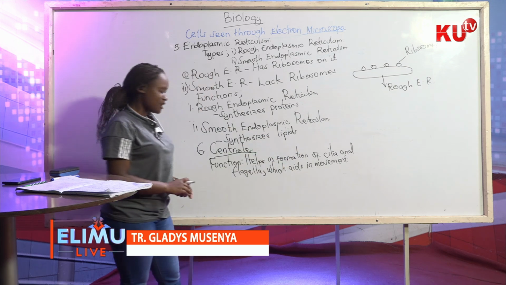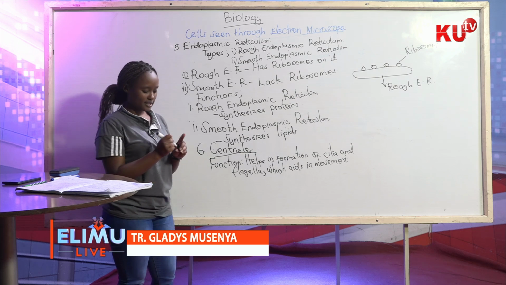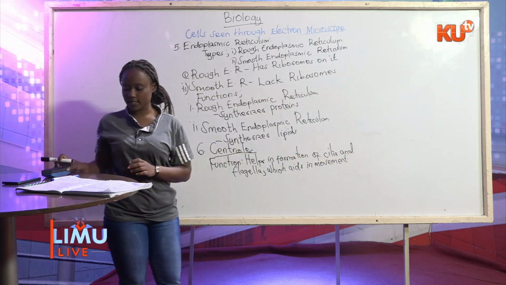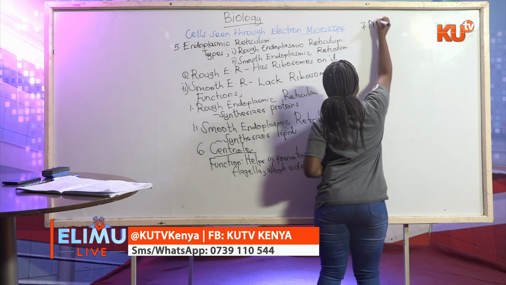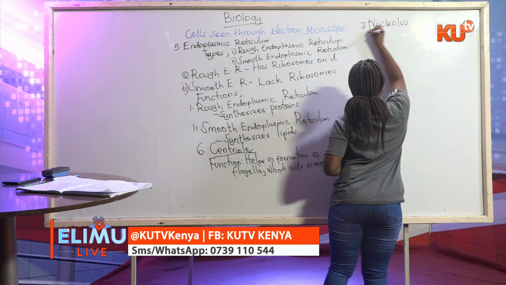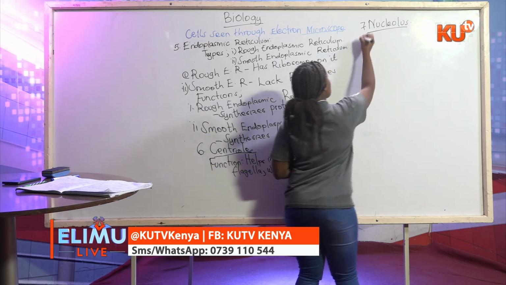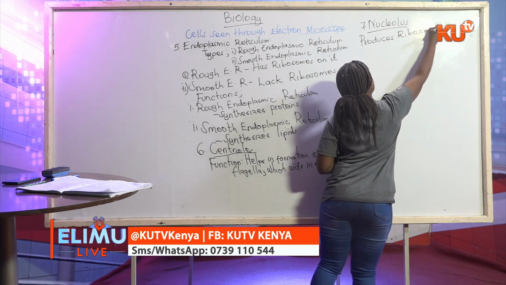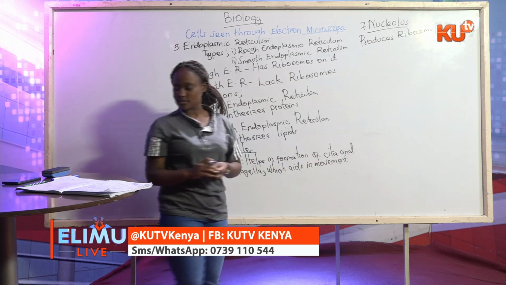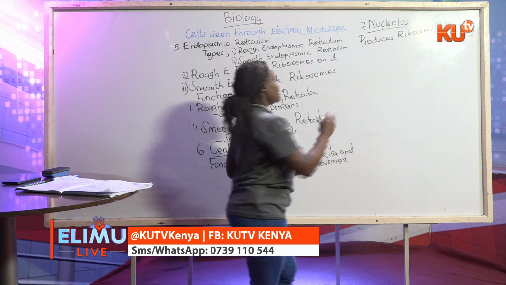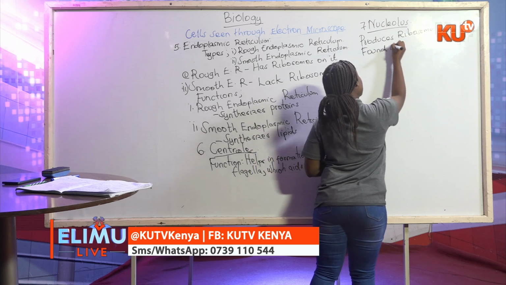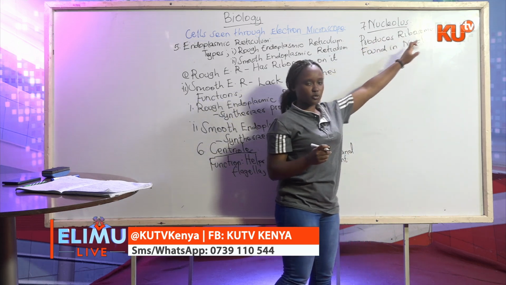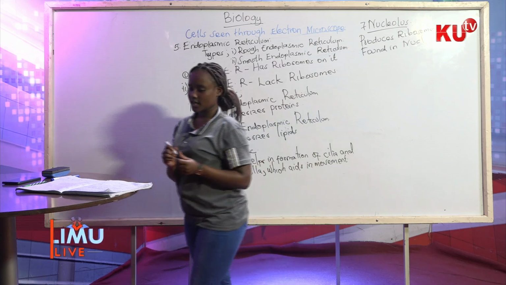Now we go to our seventh organelle, the nucleolus. The nucleolus produces ribosomes, and they are found inside the nucleus. So the function of the nucleolus is producing ribosomes, and they are found in the nucleus.